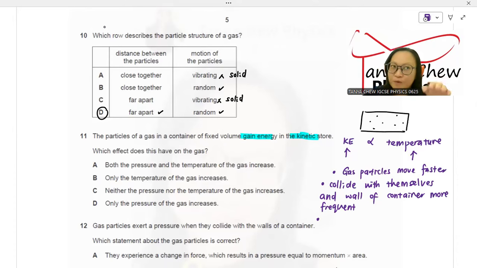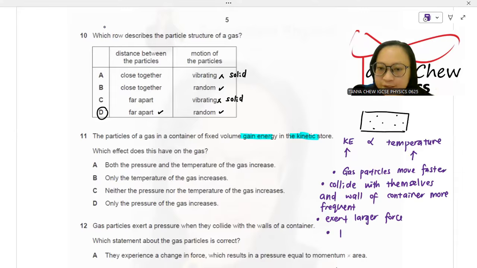So when they collide more frequently, they will rebound back at the same speed, and then they will exert a larger force on the inner surface area of the container. So force increases, and pressure is equal to force over area. When the force increases, the pressure of the gas will have to increase. A is the answer.